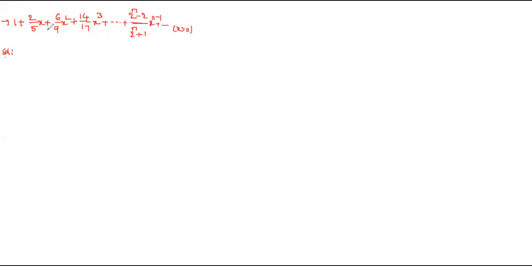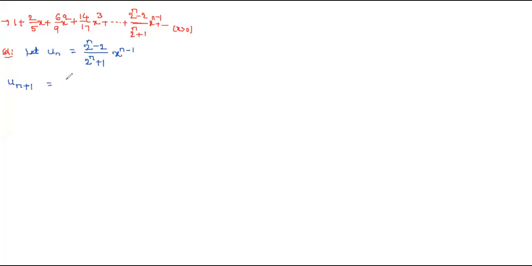1 plus 2/5 x plus 6/9 x squared plus 14/17 x cubed plus and so on plus (2^n minus 2)/(2^n plus 1) x^(n minus 1). Here, of course, they give an infinite series, along with its nth term also. So for that, we can simply choose un equal to (2^n minus 2)/(2^n plus 1) into x^(n minus 1). This is un. And next, un plus 1.